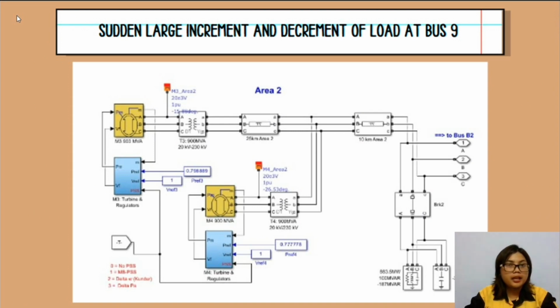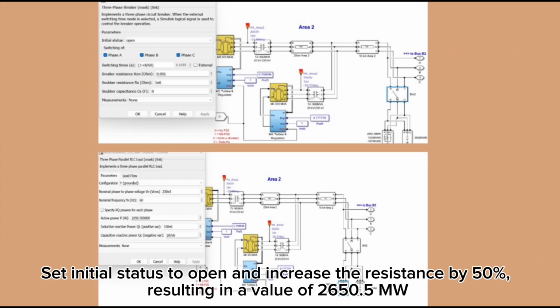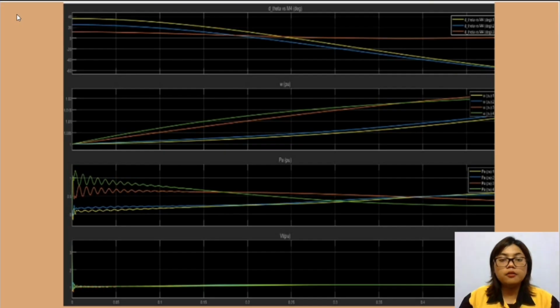I will explain the result of disturbance caused by the sudden increment and decrement of load at bus 9. Since it relates to bus 9, I will focus on area 2 for analysis. It includes four graphs: rotor angle, rotor speed, power, and voltage over time.